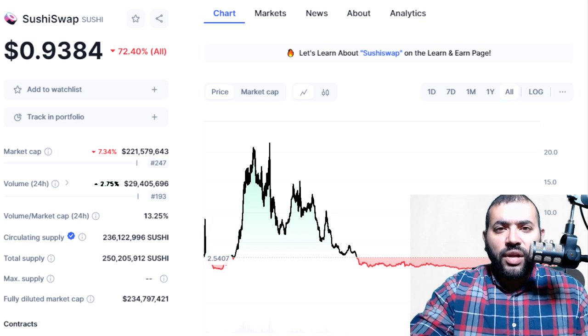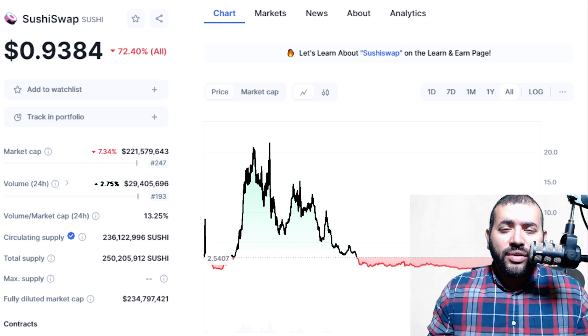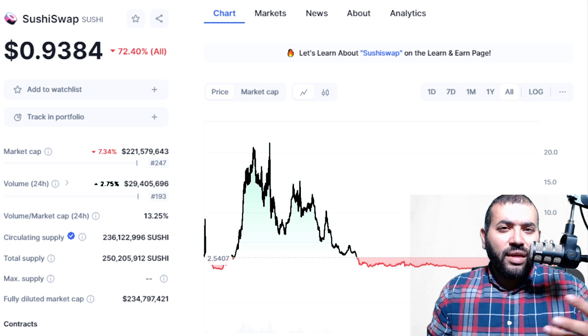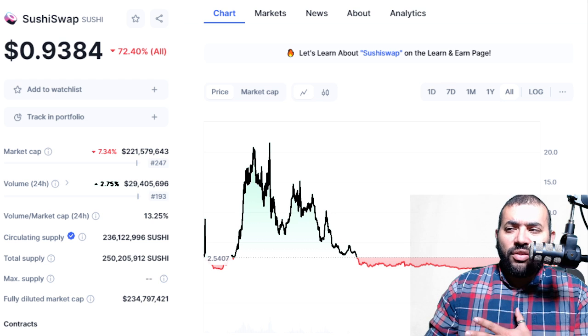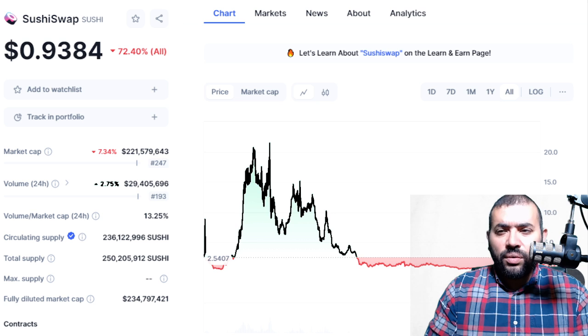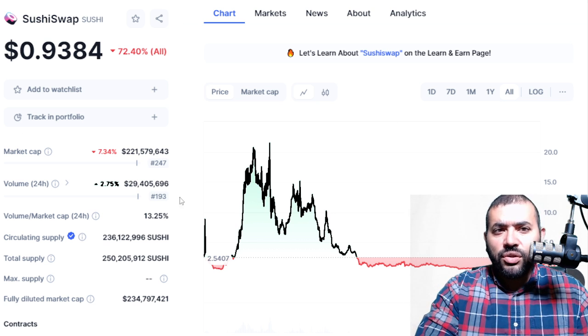So I believe XLM last bull run in 2021 was a little bit weighed down by the XRP lawsuit, by the Ripple lawsuit, because of just the fact that they have a branding as kind of like the silver to XRP's gold. I kind of think of Sushiswap in a similar way, that they're the silver to Uniswap's gold. So I'm a little bit more subdued with my price target, but Sushiswap's doing fine.